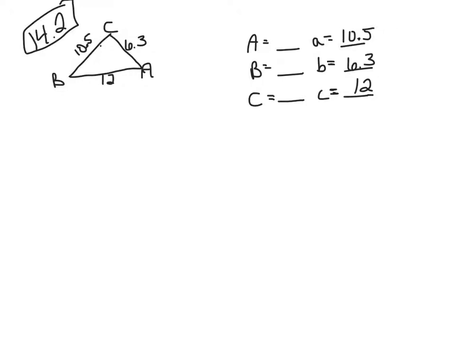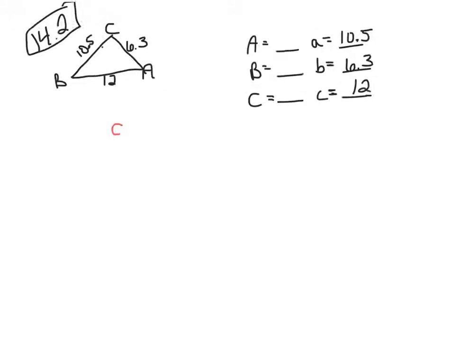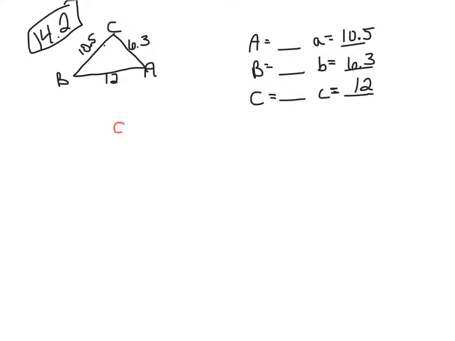So what I'm going to do is pick one. Okay, so I'm going to pick C. I'm going to write down the law of cosines first. C squared equals A squared plus B squared minus 2AB cosine C. And I'm going to fill in what I have.